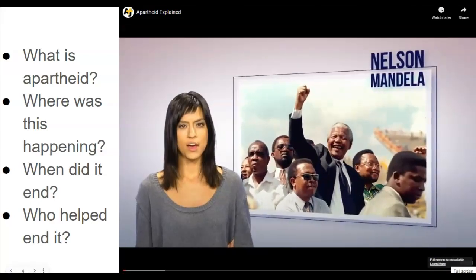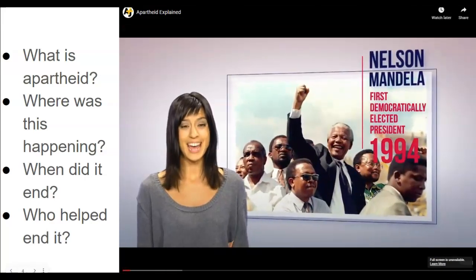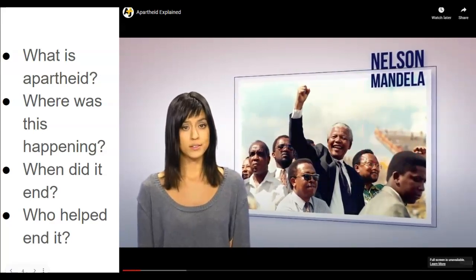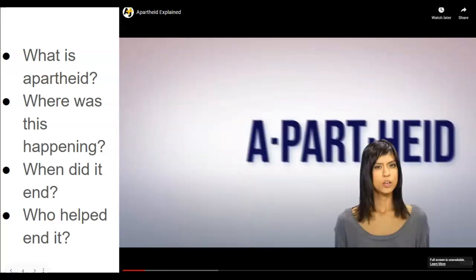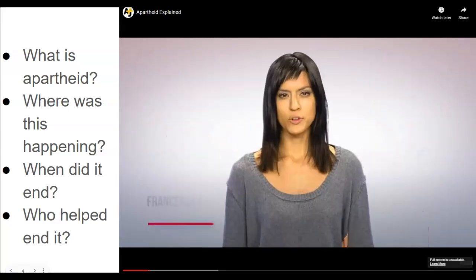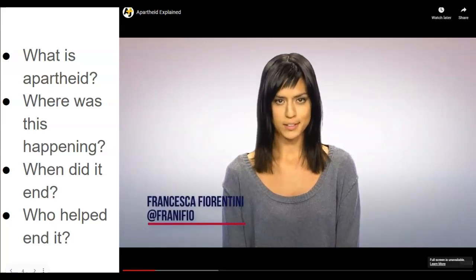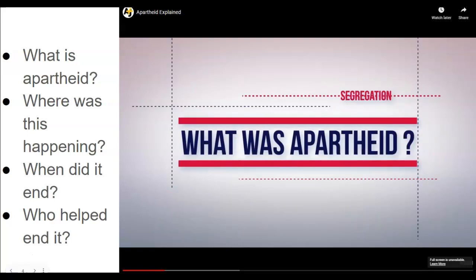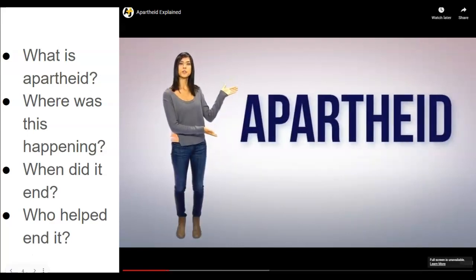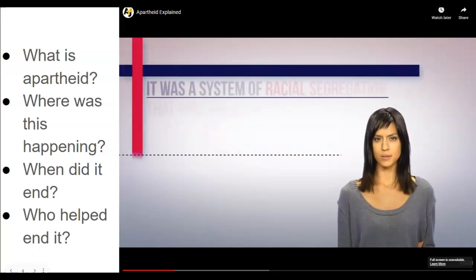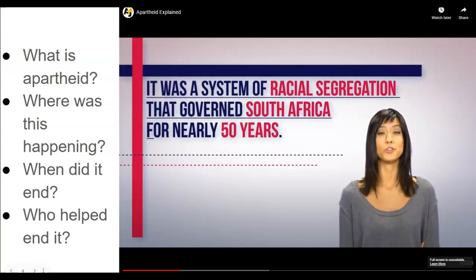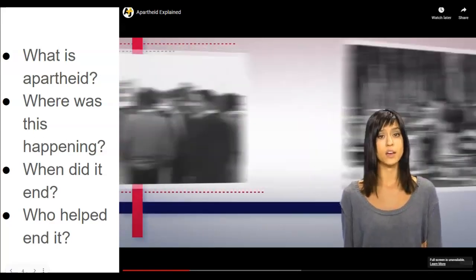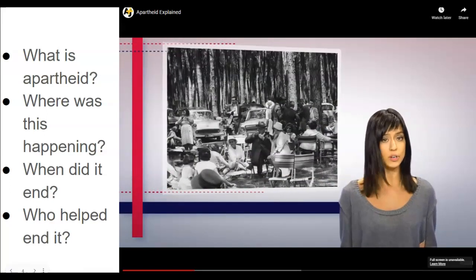Nelson Mandela became South Africa's first democratically elected president in 1994. It was the official end of white minority rule, otherwise known as apartheid. Apartheid, you've heard of it, but what exactly was it? I'm Francesca Fiorentini, and this is AJ+. Apartheid is an Afrikaans word that means separateness. It was a system of racial segregation that governed South Africa for nearly 50 years. It specifically aimed to protect the domination of white South Africans over non-whites in every aspect of life.